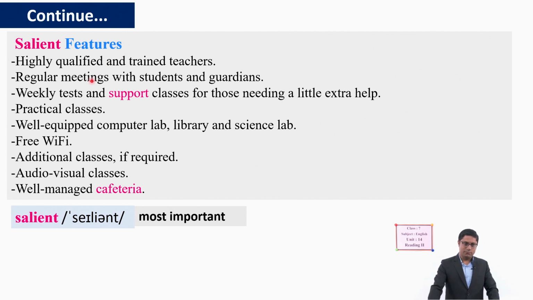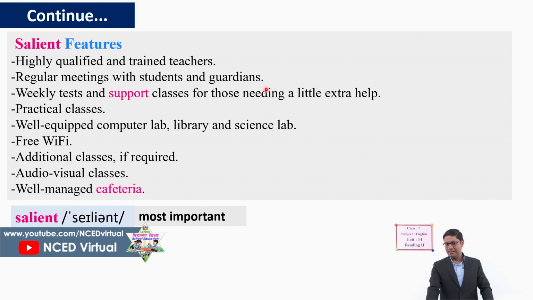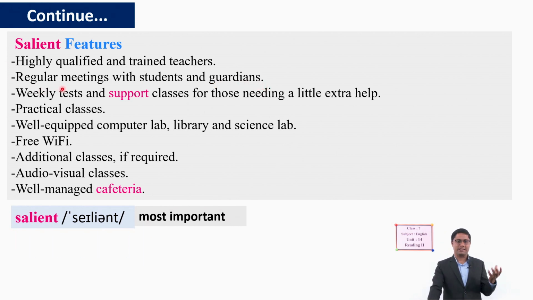Let us see. The most important features are there are highly qualified and trained teachers. So teachers are highly qualified, means they have got good education. For example, they might have done bachelor's degree, master's degree, means they have studied higher level. Similarly, they do have also got the training for teaching. Okay, such teachers are there. Similarly, look at next, regular meetings with students and guardians, means the school organizes meetings with the students as well as the school calls the guardians to school for meeting. Okay. Similarly, there are weekly tests to check how much the students have achieved or learned.